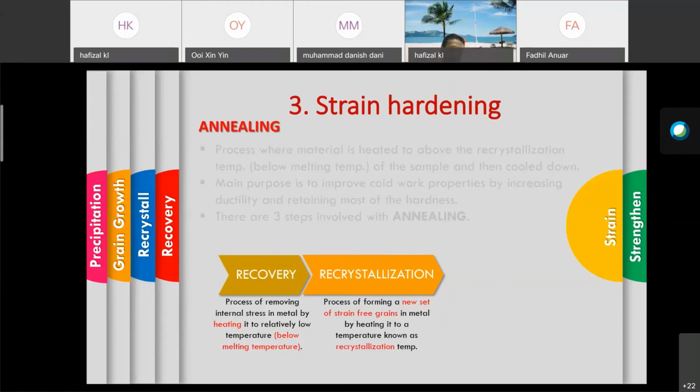During the process, it will produce a new set of grain boundaries during the recrystallization. Okay, a new set of the grain boundary, or nucleation, will take place. Yang sebab tu dia sebut sebagai recrystal.